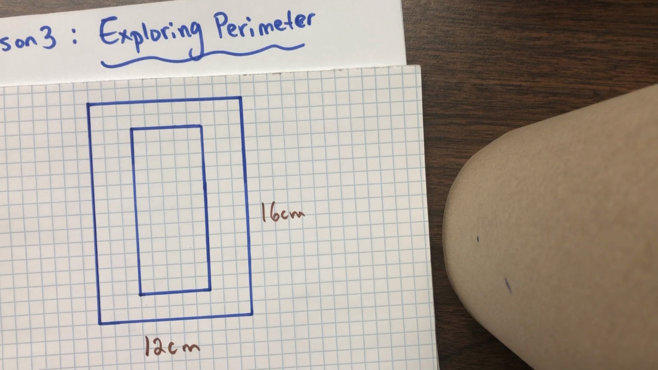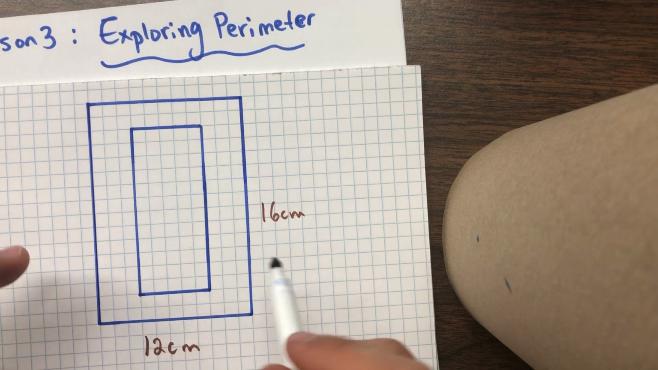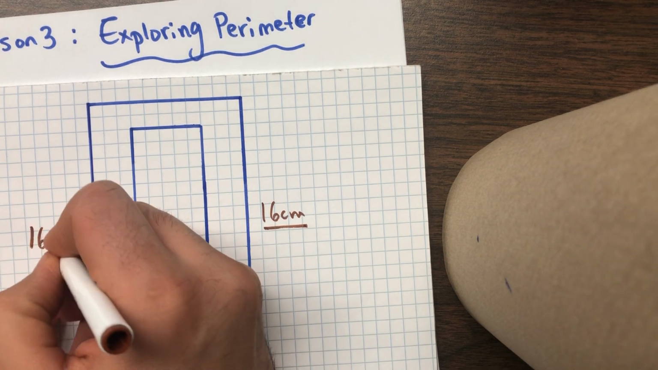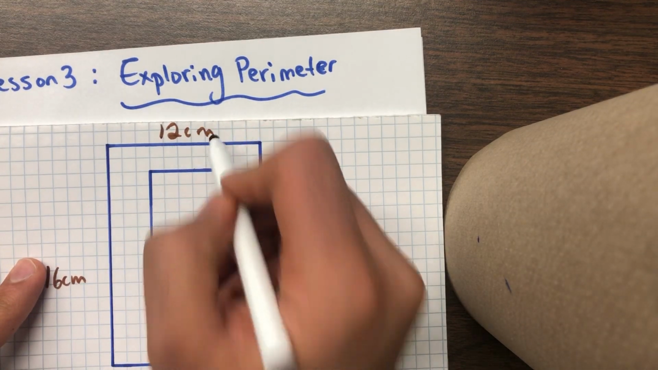Okay, so now using the skills that we used a little bit earlier, the opposite sides are equal. So if this is 16 centimeters, that means this is 16 centimeters. If this is 12 centimeters, that means the opposite side is 12 centimeters.